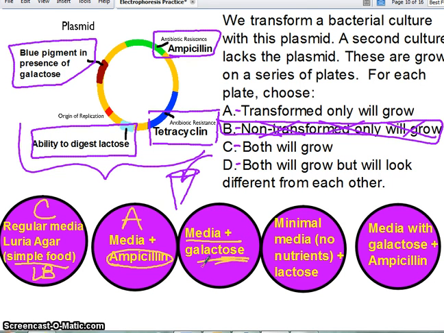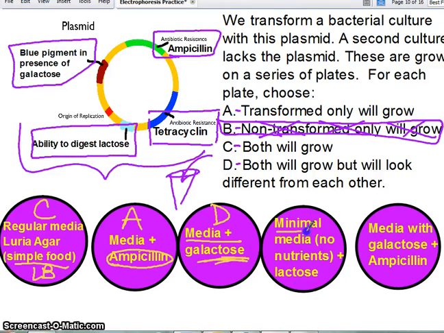Galactose does not kill bacteria. It's not going to harm them, and there's nothing here in the media that it tells you would kill them. There's no antibiotics. So that means everything's going to grow. But since the ones that picked up the plasmid have a special ability, they will be blue when we grow them here. So they'll both grow, but they'll be different colors.